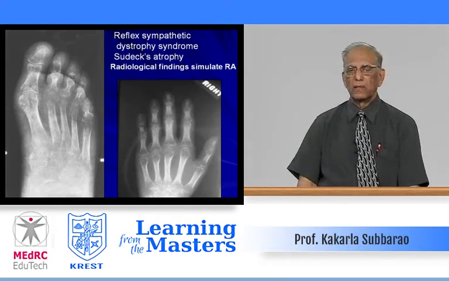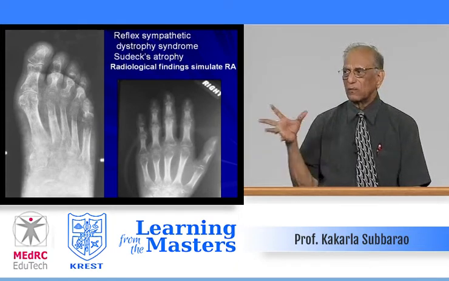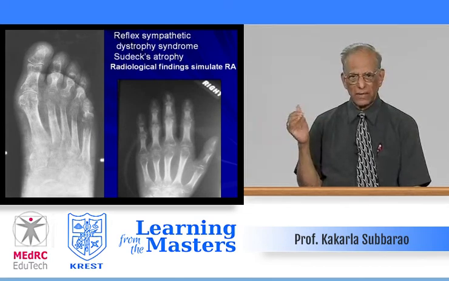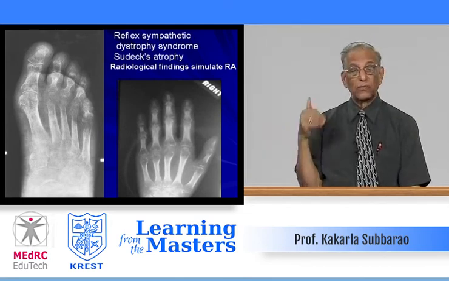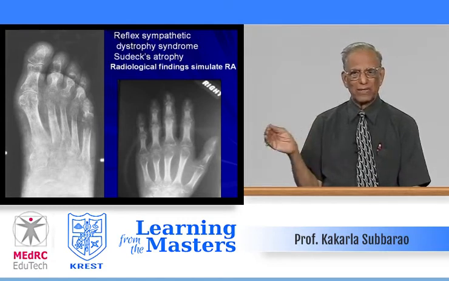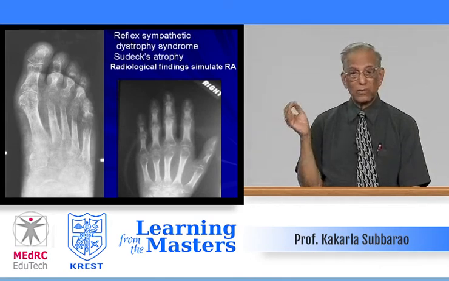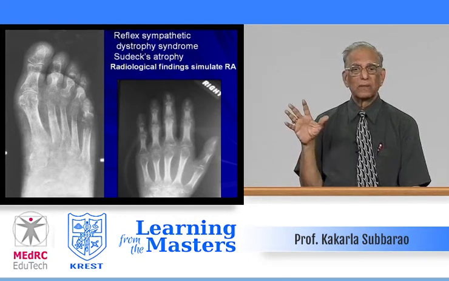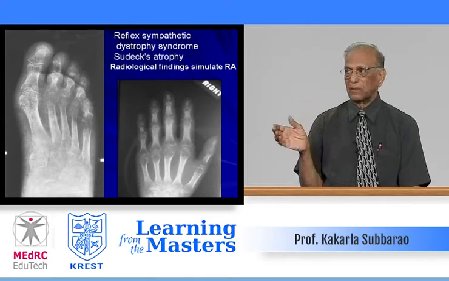This is another entity called reflex sympathetic dystrophy syndrome, or earlier we used to call it Sudeck atrophy. Radiological findings almost simulate rheumatoid arthritis, namely para-articular osteoporosis, diffuse soft tissue swelling, and not localized soft tissue swelling along the para-articular margin. And erosions also you may see in some chronic cases. But then it involves only one portion of the limb, one hand or one foot. It's not bilateral nor symmetric.